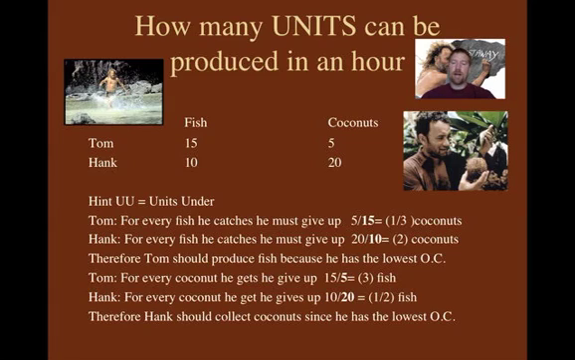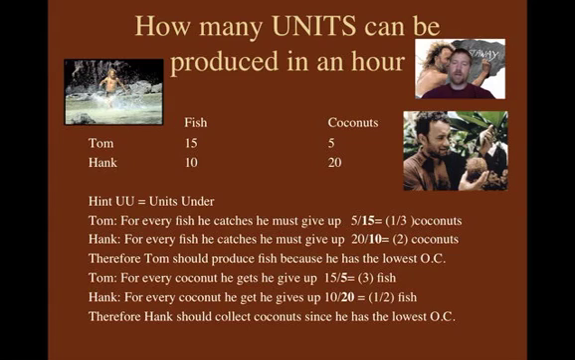So for Tom, when I say the opportunity cost of fish, fish would go under. So it'll be 5 over 15. He gives up a third coconut. For Hank, when I say the opportunity cost of fish, that goes under, so it'll be 20 over 10, he gives up 2 coconuts. So who has the lowest opportunity cost between Tom and Hank? You're right, Tom has the lowest opportunity cost, so that's what he should produce.